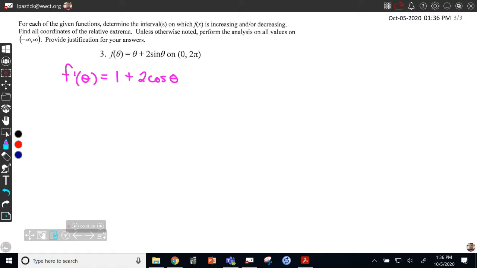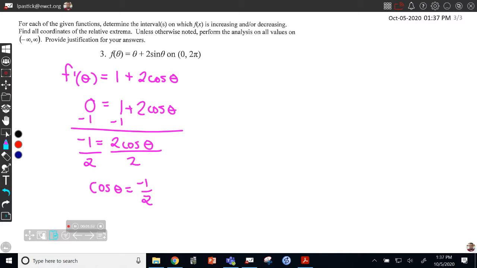So that's the first step when we're trying to find these intervals of increasing and decreasing and the coordinates of relative extrema. The second step is to find where the derivative equals 0, because where it equals 0 are the possible places where the derivative went from positive to negative or negative to positive. And those are the locations where the original function could have a maximum or a minimum. So let's set this equal to 0 and solve.